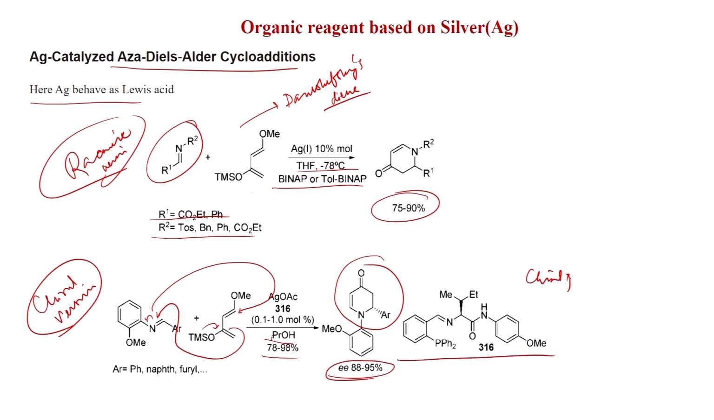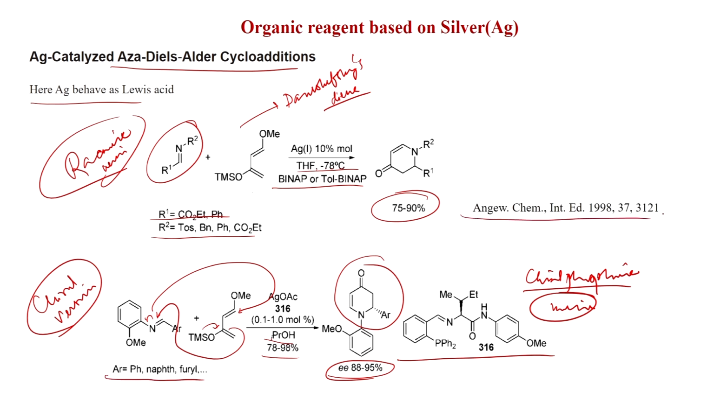So, chiral phosphine and imine are present. They of course will bind with the silver, and silver of course coordinates with the imine nitrogen. So, the chiral environment is formed, and that is why you get the enantiomeric excess, and Ar can be phenyl, naphthyl, furyl, etc. This work was published in Angewandte Chemie 1998.